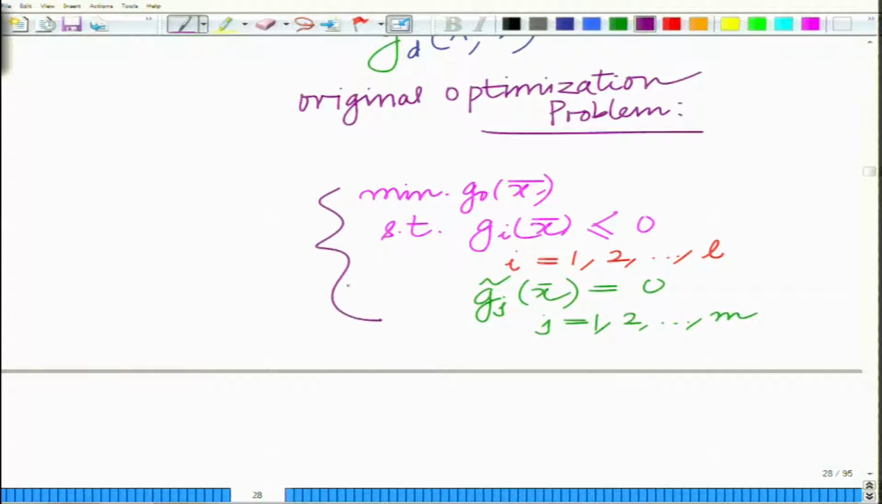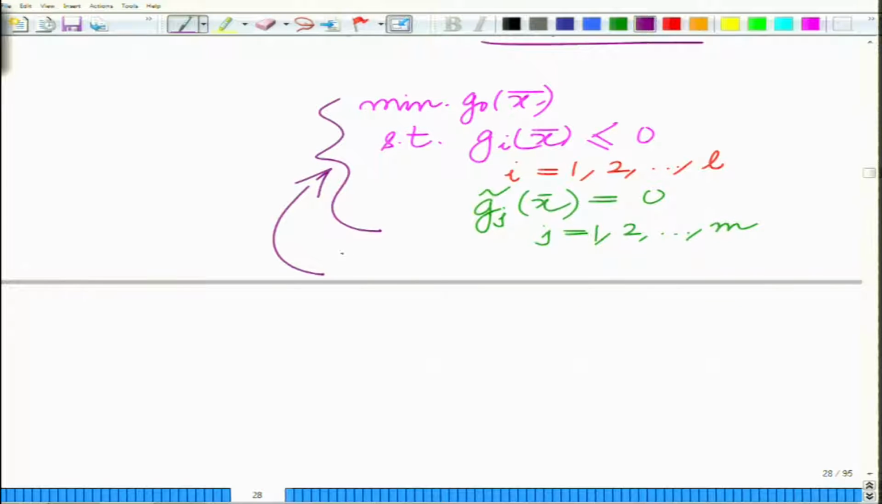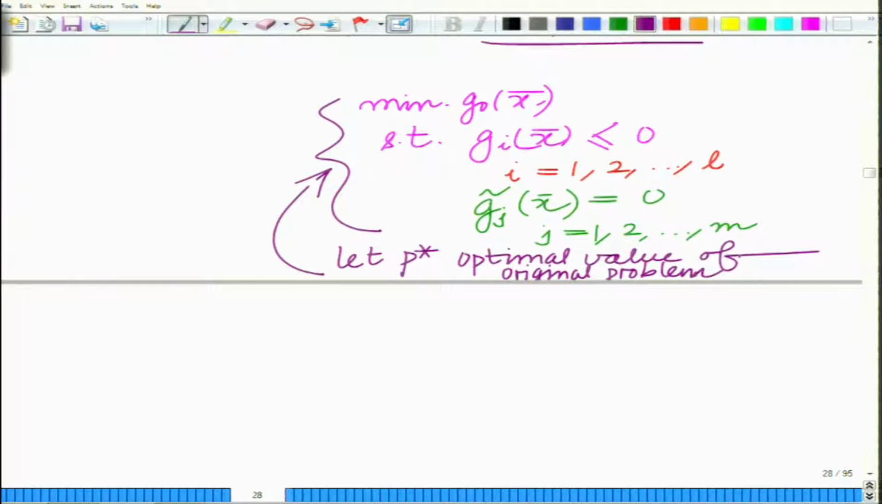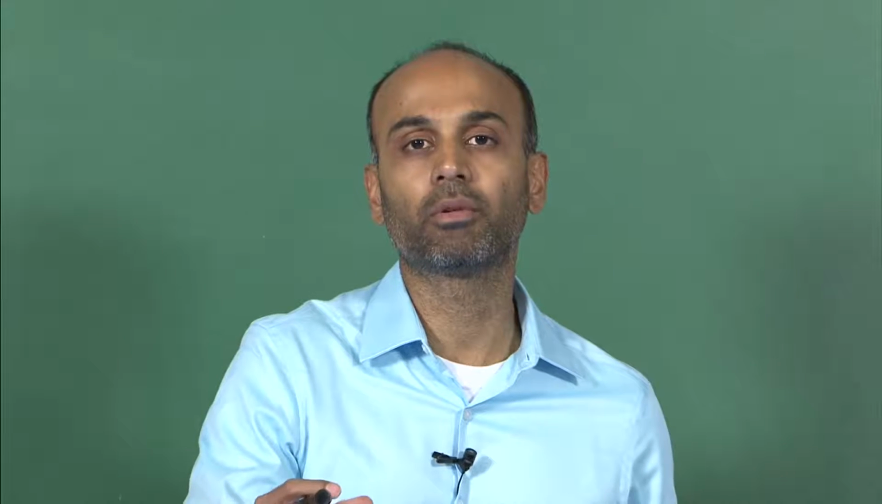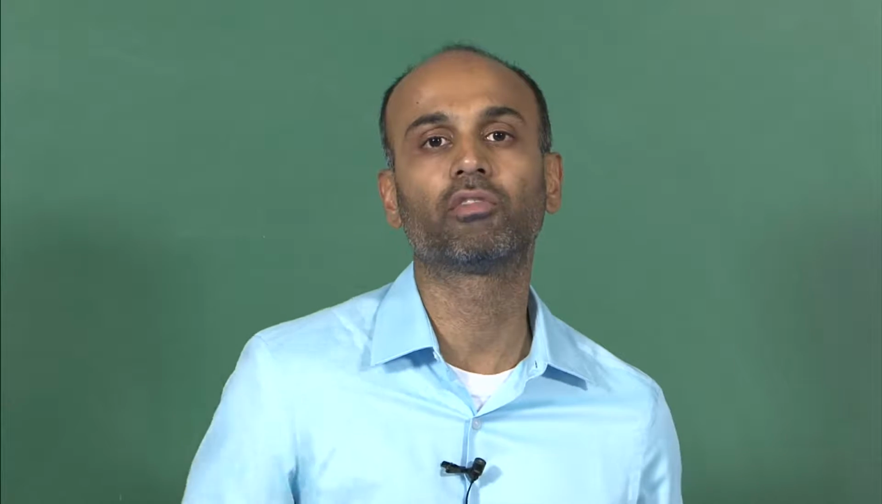Now, let P star denote the optimal value of this original optimization problem. That is, if you perform this optimization, we obtain P star as the optimal value of the objective function, subject to the constraints of this original problem. So, we denote by P star the optimal value of the original optimization problem. That is what we obtain if you solve this original, possibly non-convex optimization problem.